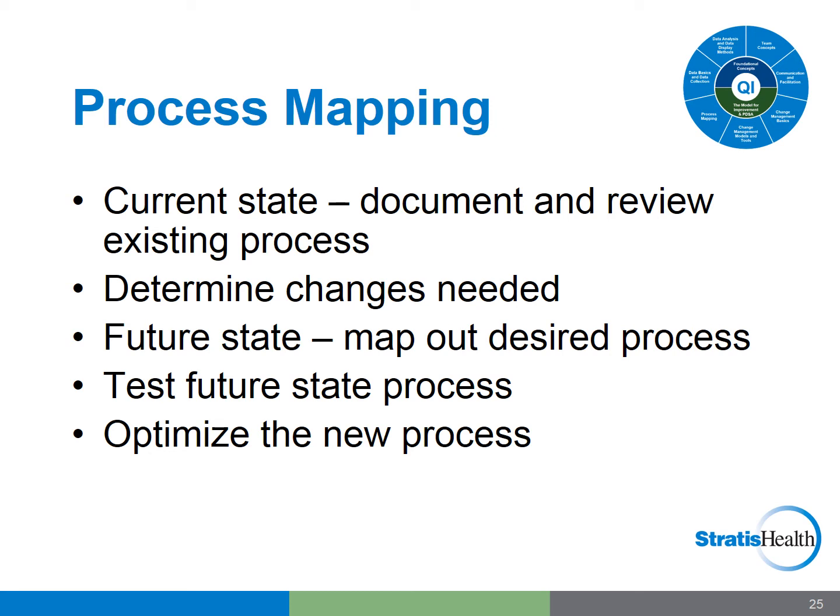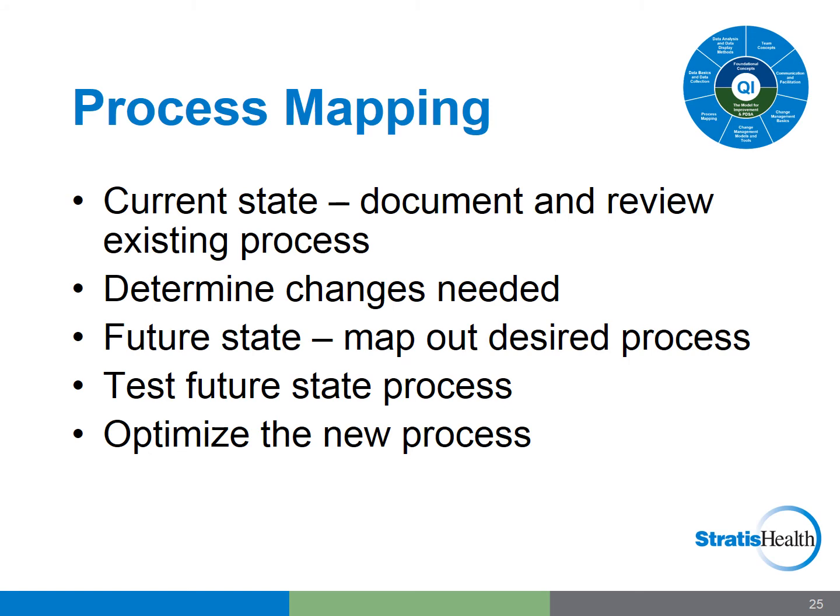The steps in mapping out the process follow this general order. Current state, review the existing process. Then determine changes needed. Future state, map out the desired process. Test the future state process. This requires using the PDSA tool. And then optimize the new process. This step is based on decisions from the ACT step of the PDSA tool, whether to adapt, adopt, or abandon the tested changes.